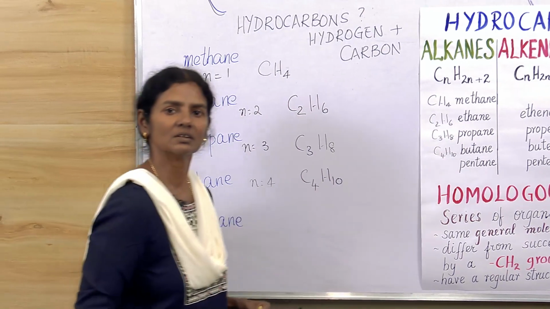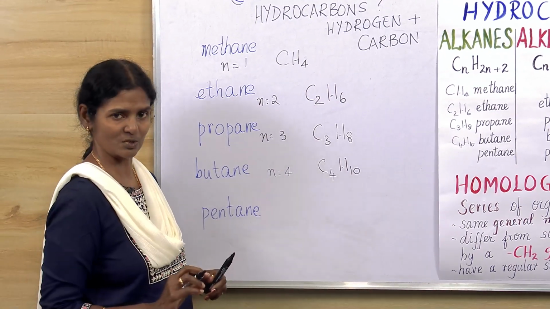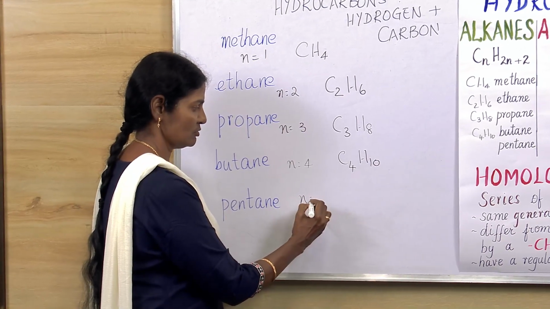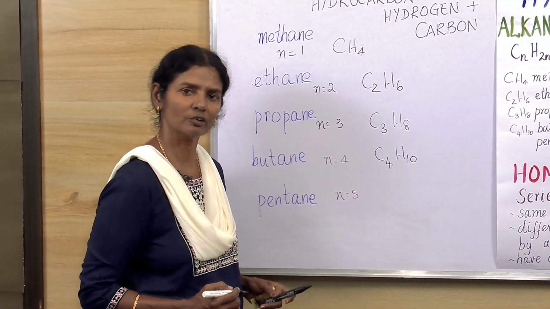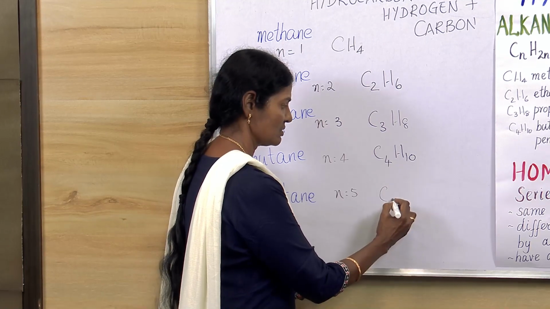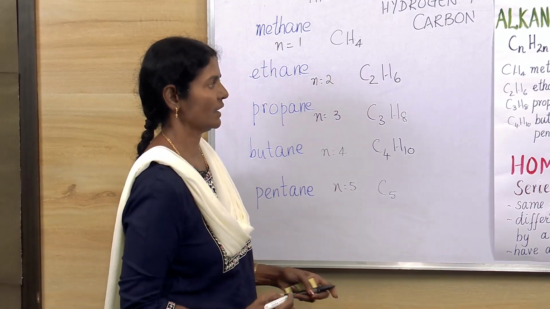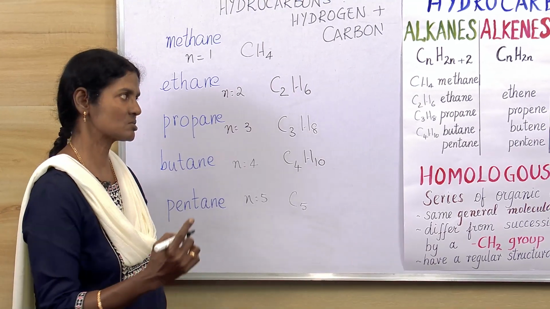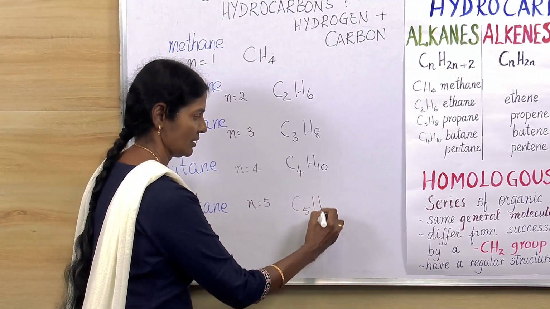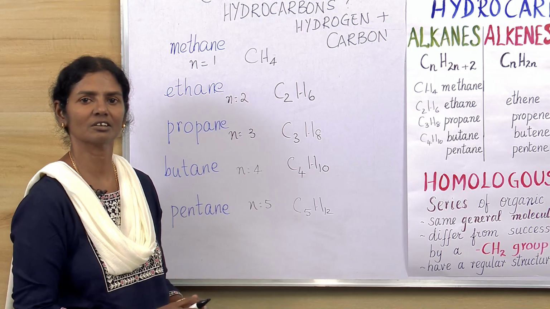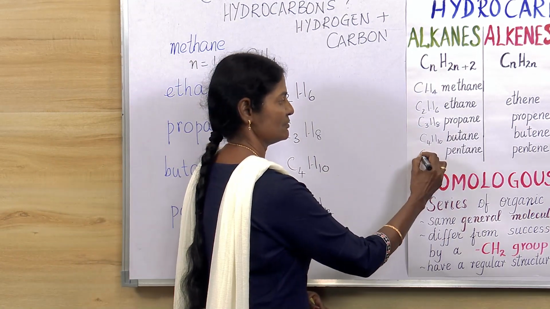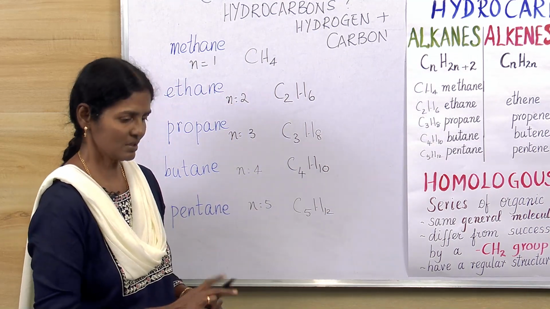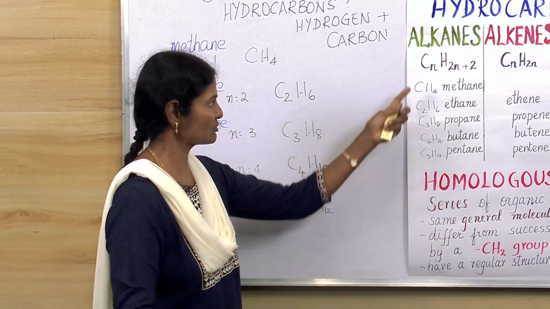Again we fill it here: C4H10. Okay, now we go to the last one, pentane. Now N is equal to 5. How do we work it out? C will be equal to 5, and 2 into 5 is 10, plus 2 is 12. So H12. This is the formula: C5H12.